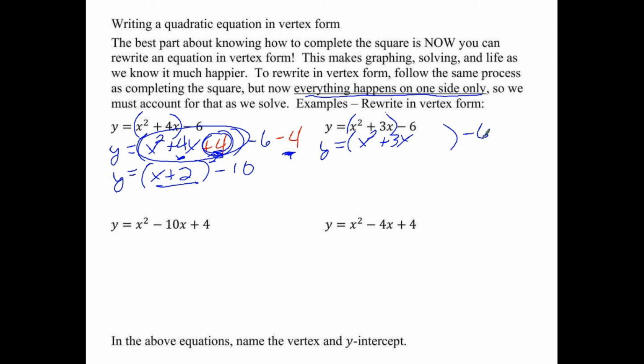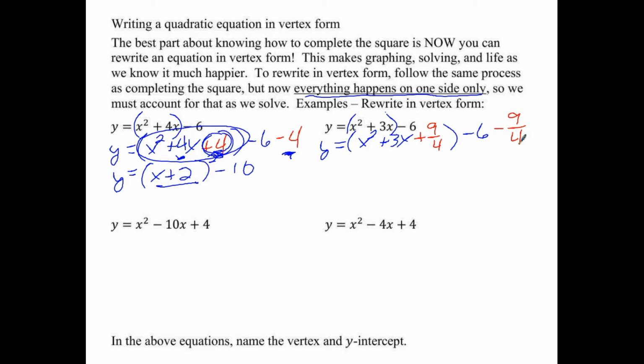What do we have to do to complete the square? Half of b is what? 3 halves. Then what? Square it. What is 3 halves squared? 9/4. Square the top, square the bottom. So we have plus 9/4 inside. So we have to subtract 9/4 outside because we're working with the same side the whole time. Okay?